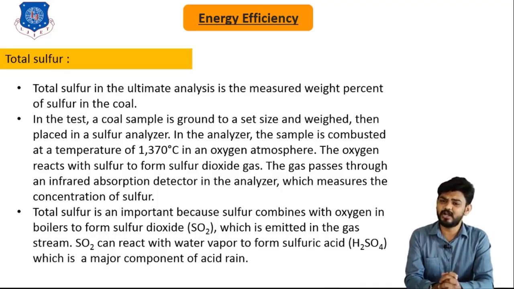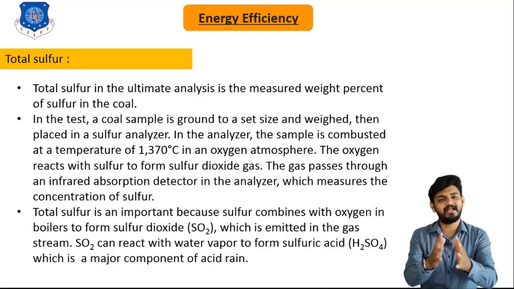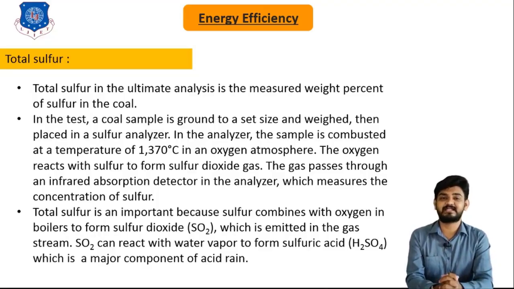So this was all about the total sulfur content and the ultimate analysis. Well, this ultimate analysis is very important from the exam point of view. Combined with proximate analysis, it asks for 7 marks. So better you prepare both analyses of coal.